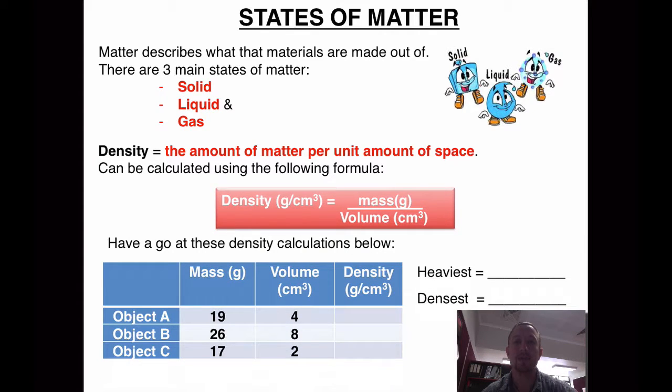Now, at this point you can stop the video and have a go at the exercises using the formula above in the red box. Also, try and work out of the three objects which is the heaviest and which is the densest. Do that now.